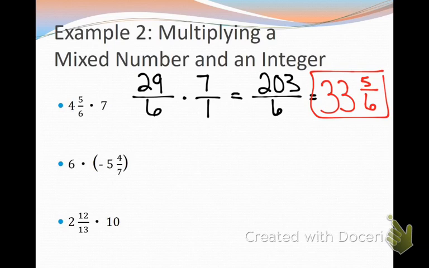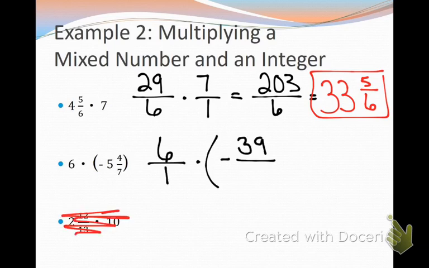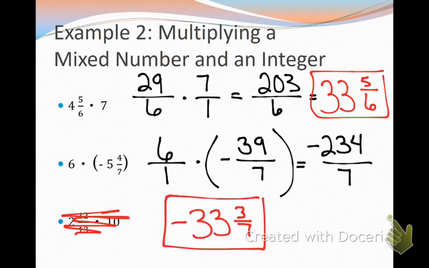6, I just make 6 over 1, and then negative 39 over 7. Now, nothing to cross-reduce. Keep your negative so you don't forget about the negative. 33 3/7. Who got it right? Okay. All right, just don't forget about that negative.